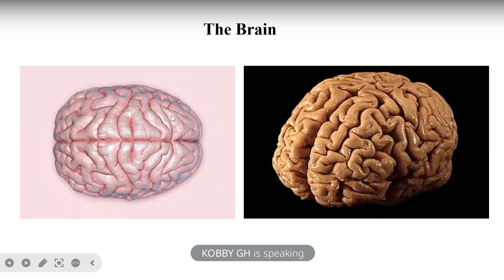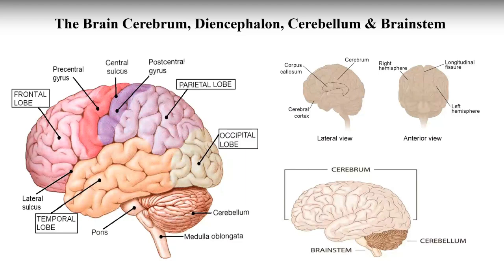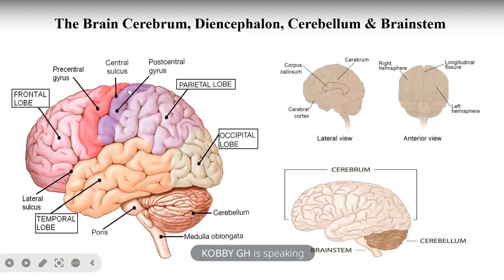Please, this is some basic anatomy of the brain that you have to know. If I ask you that if we want to identify sulcus and gyrus in the brain, which part of the brain are you going to look at? The cerebrum. Good. You see them mostly on the cerebrum.